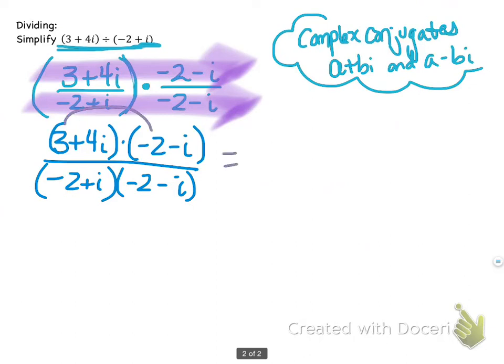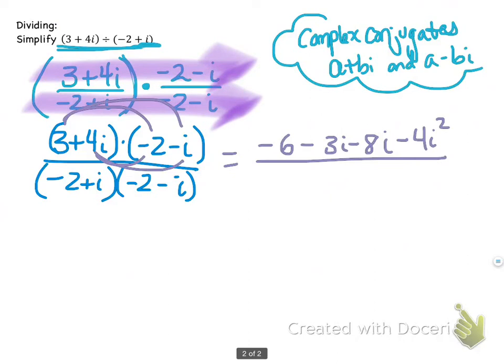I've got 3 times negative 2, that's negative 6, outer is negative 3i. Inner is negative 8i. Last is 4i times negative i, which is a negative 4 times i squared. We'll simplify that later. Then we do the same thing to the bottom. Negative 2 times negative 2, positive 4. Negative 2 times negative i, that's positive 2i. Inner is i times negative 2, so that's a minus 2i. And I have i times negative i, which is negative i squared.